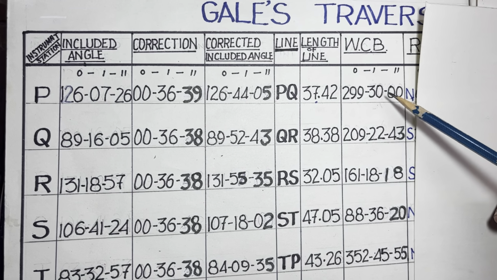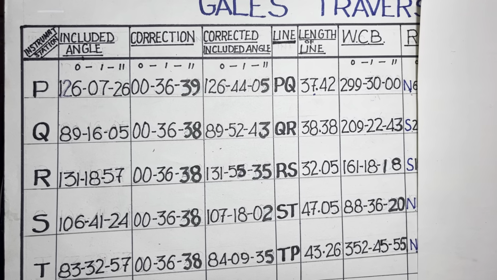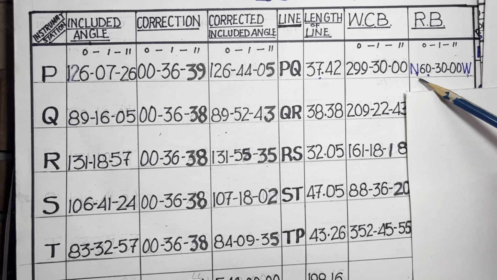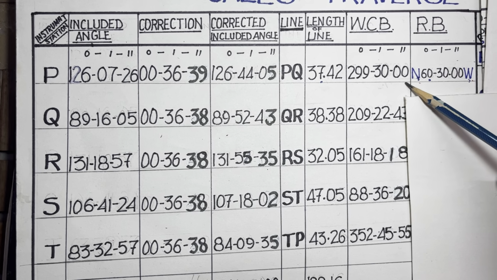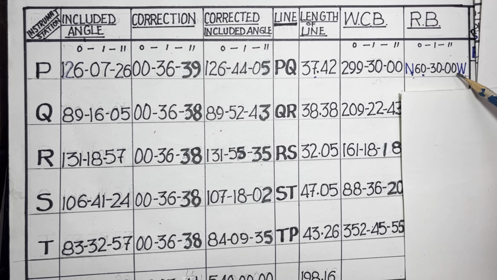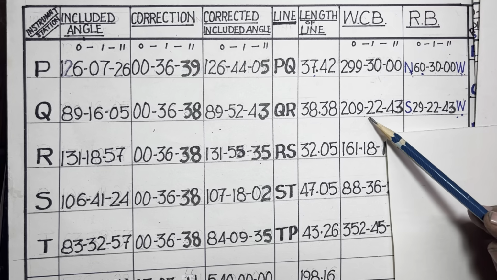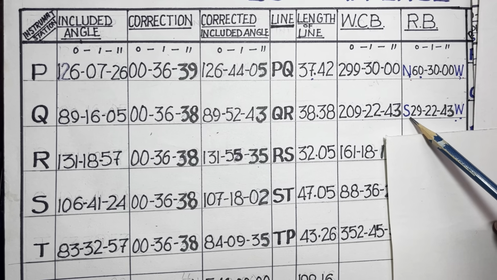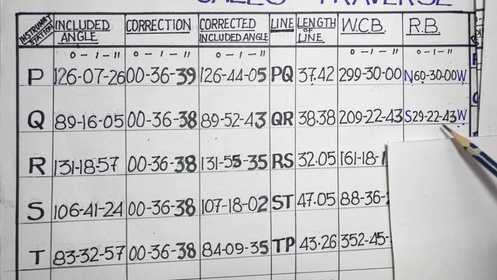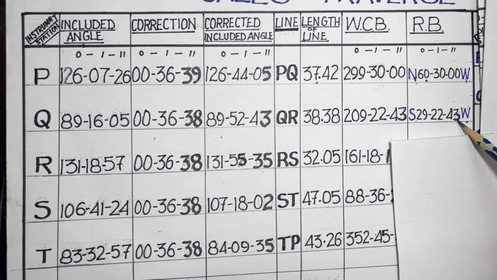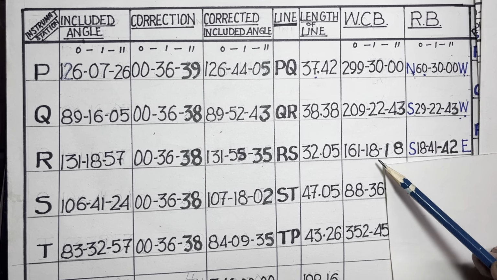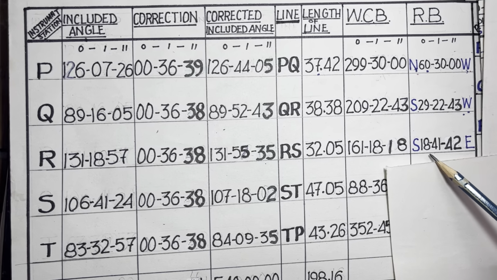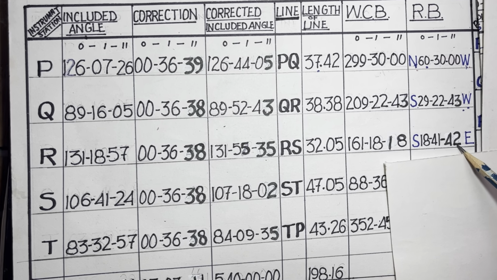Similarly, after this, we have to calculate the reduced bearings of the lines. From this whole circle bearing, we have calculated the reduced bearing of the line PQ, that is north 60 degrees 30 minutes west. Similarly, 209 degrees 22 minutes and 43 seconds lies in the third quadrant, the southwest quadrant, and its value is 29 degrees 22 minutes and 43 seconds west. And similarly, 161 degrees 18 minutes 18 seconds lies in the second quadrant, southeast, and its value is 18 degrees 41 minutes and 42 seconds east.